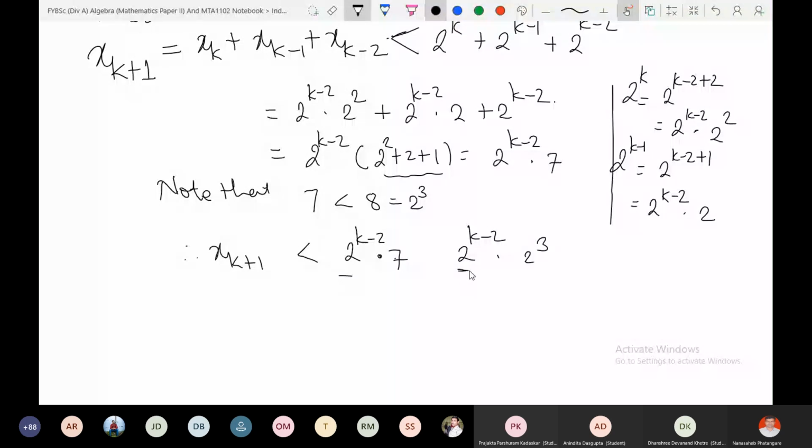2 raised to k minus 2, 7, and 2 raised to 3 is 8. So the first factor is the same, no doubt, but the second factor is greater in the second expression. So this expression is bigger. But what is this? The bases are equal, 2 raised to k plus 1. So that is 2 raised to k plus 1. Very good. So this is what we wanted to achieve.